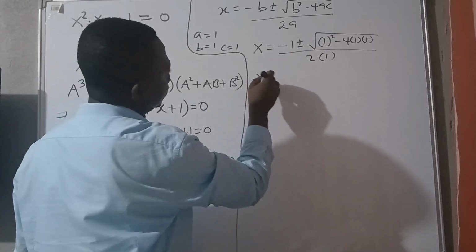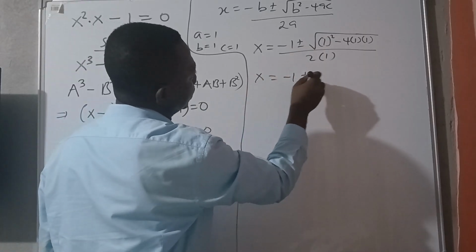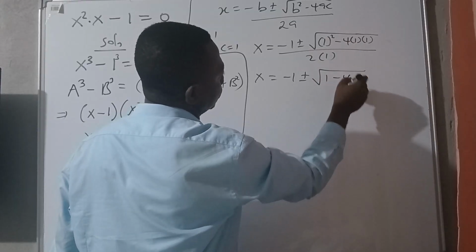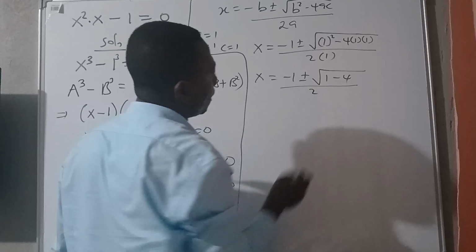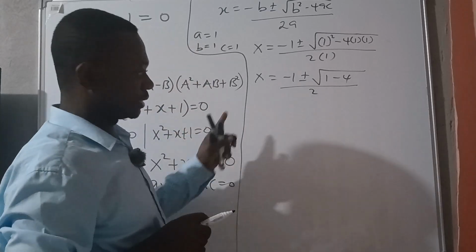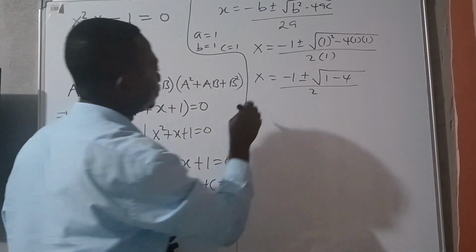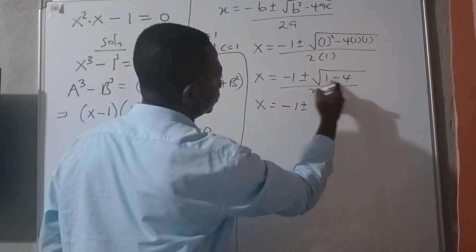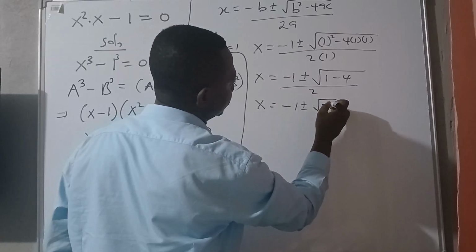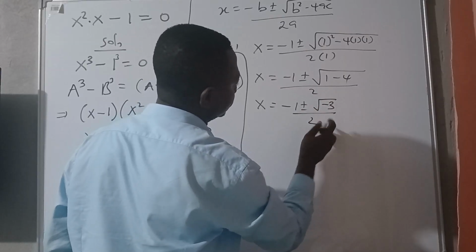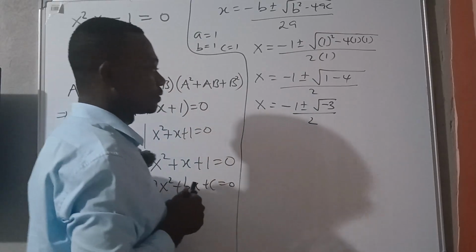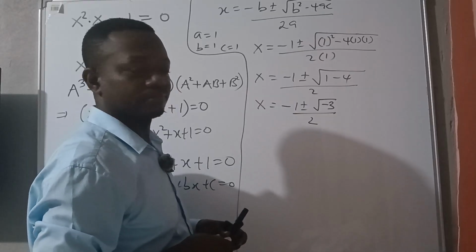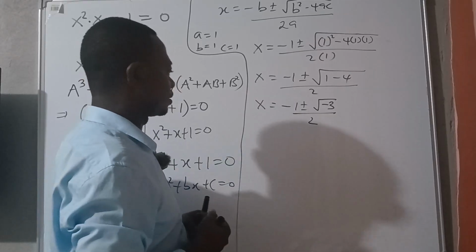Okay, minus 1 plus or minus the square root of 1 squared, which is 1, minus 4 times 1, so minus 4, on 2. Remember I said this side will be the complex part. Okay, so x is minus 1 plus or minus the square root of minus 3 on 2. We all know that taking the square root of a negative number will be complex. So this one will lead us to complex.